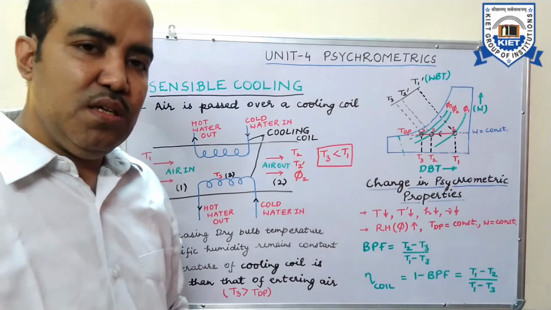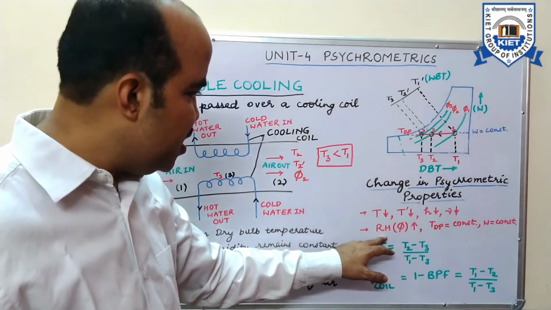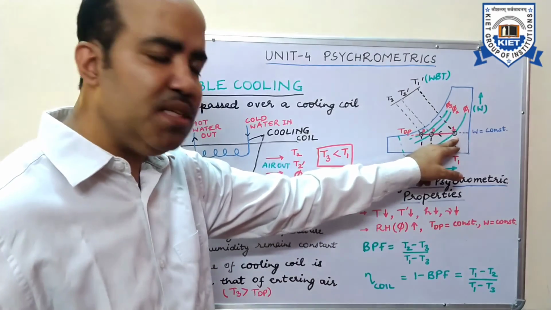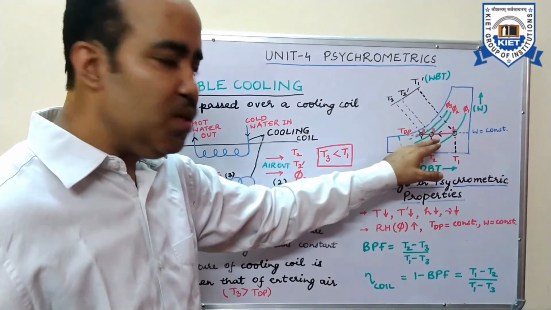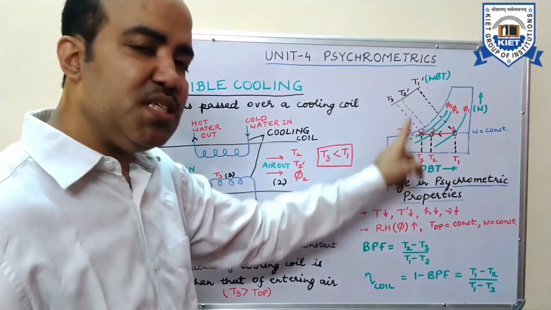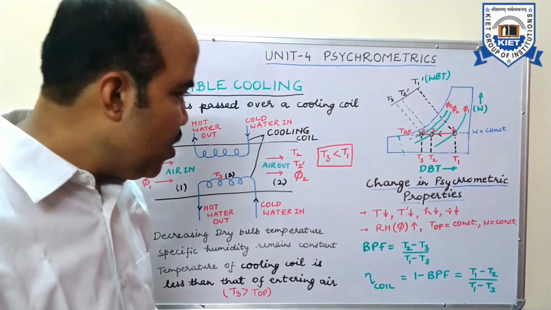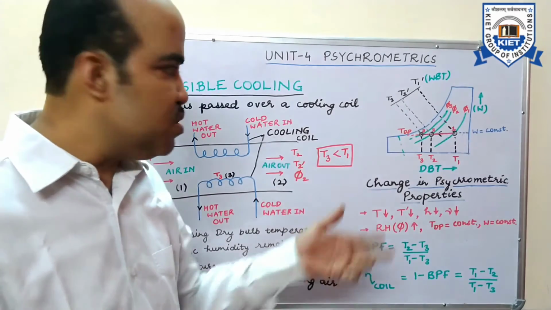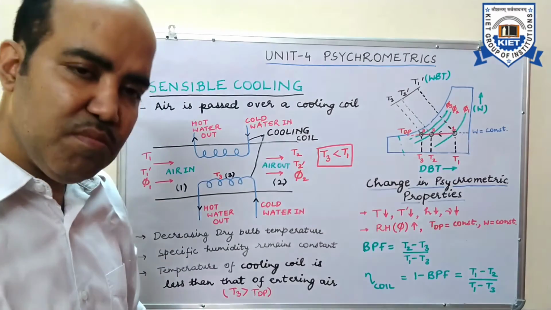Now what about the properties that are subjected to an increment? Here, as we can see, the relative humidity at point number 1 is certainly a lesser value, maybe 10%, 20% like this. Then when it leaves the cooling coil, the relative humidity increases. So we have an increase in the relative humidity of the outgoing air. The properties which remain constant are the dew point temperature and the specific humidity.